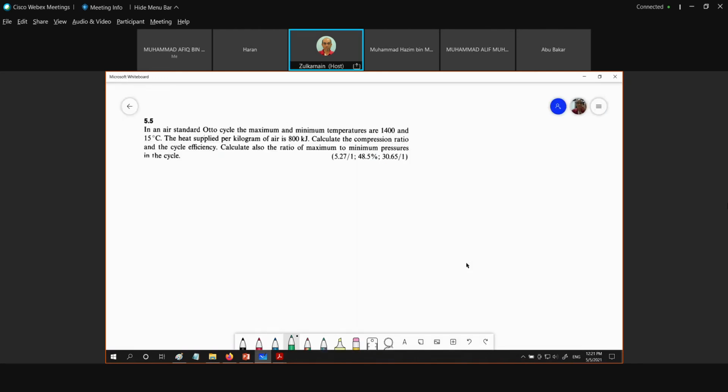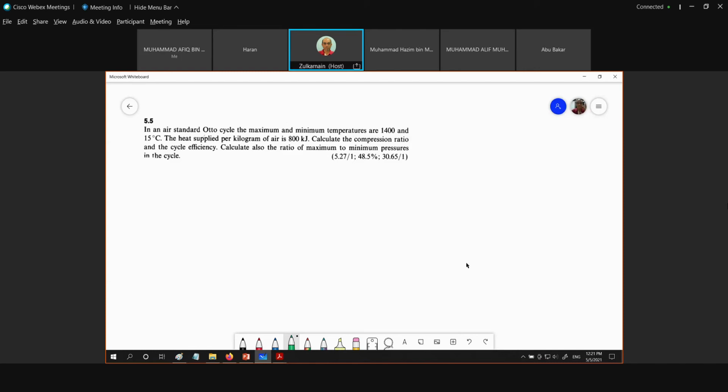So this is question 5.5 from the McConkie textbook, for the air standard cycle. In an air standard Otto cycle, the maximum and minimum temperatures are 1400 and 15 degrees C. The heat supplied per kilogram of air is 800 kilojoule. Calculate the compression ratio and the cycle efficiency. Calculate also the ratio of maximum to minimum pressure in the cycle.